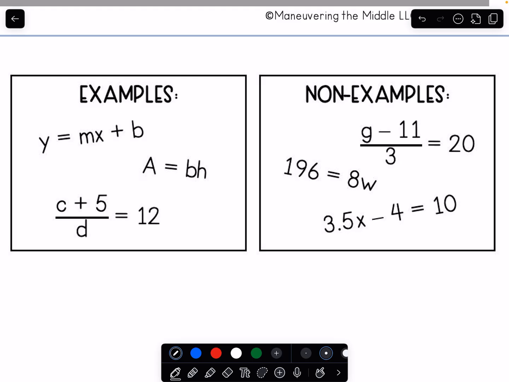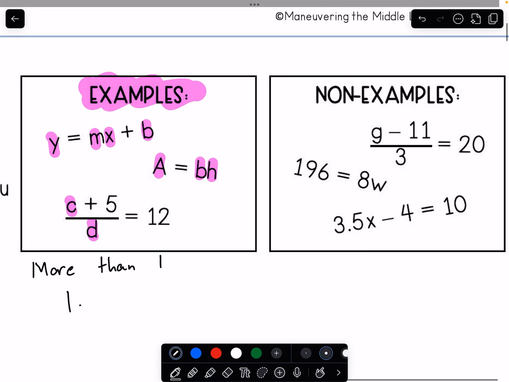The biggest thing on the left: these are examples of literal equations, and what I need you to notice is that they have more than one variable. So boom, boom, boom, boom. There are four variables there. There are one, two, three there. Here, there's only two, but again, they all have more than one letter.